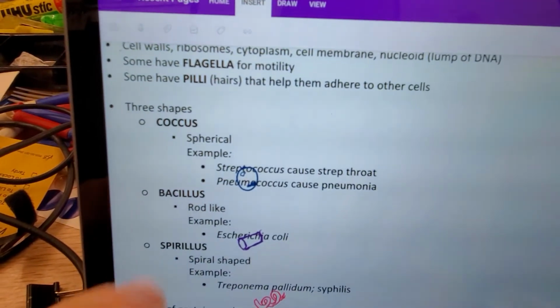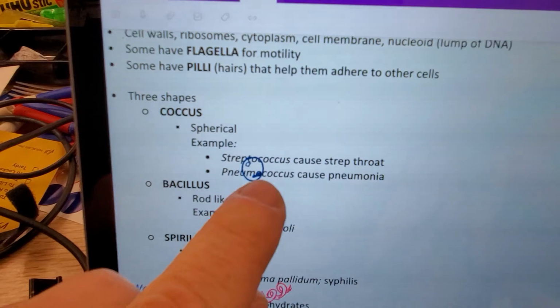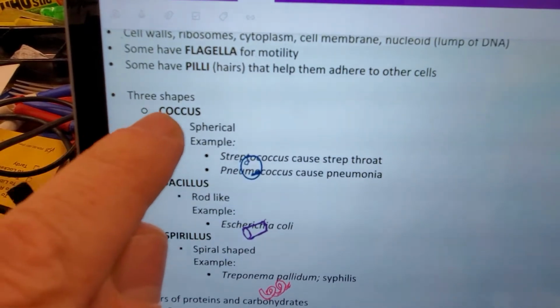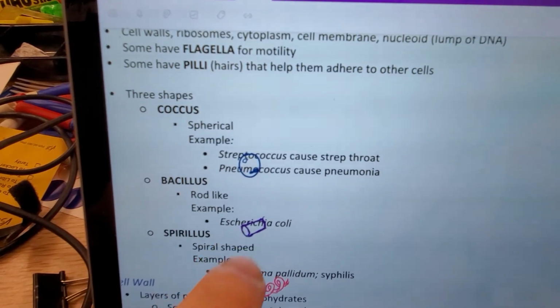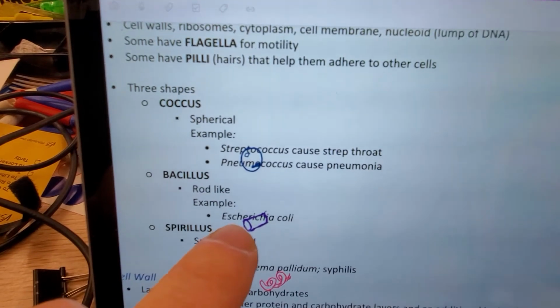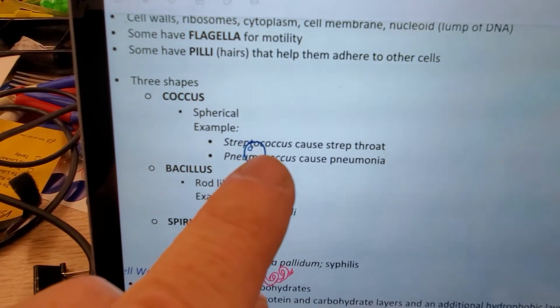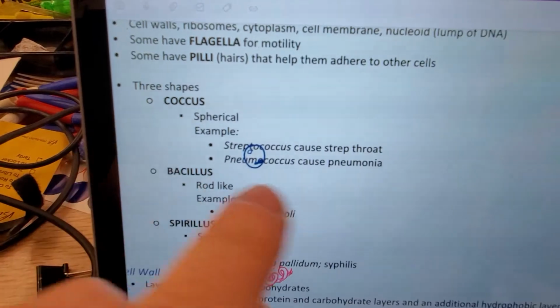So Streptococcus, look at that. In the name is the shape. That's not the case for all of them, but Streptococcus causes strep throat, so it's a little coccus cell.